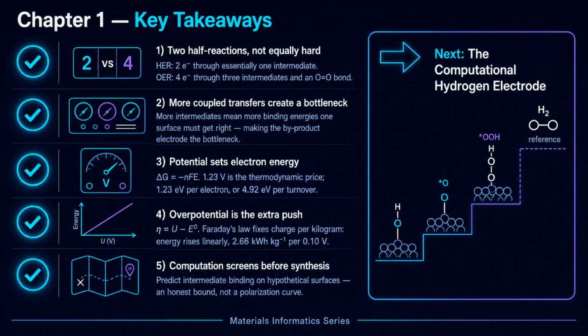Let us recap. Water electrolysis splits into 2 half reactions that are not equally hard. Hydrogen evolution moves 2 electrons through 1 intermediate. Oxygen evolution moves 4 through a chain of 3. An electrode potential is a knob on electron energies, and 1.23 volts is the thermodynamic price, worth 4.92 electron volts across a full turnover. Overpotential is the extra push a real electrode demands, and because Faraday's law fixes the charge, the energy cost is strictly linear. Computation earns its place by predicting binding before synthesis. Next, the computational hydrogen electrode.